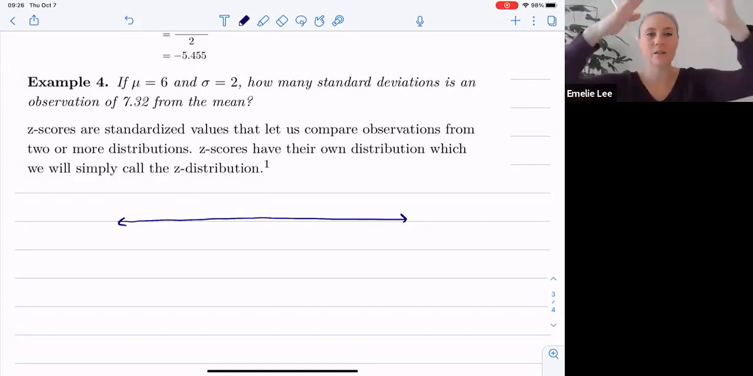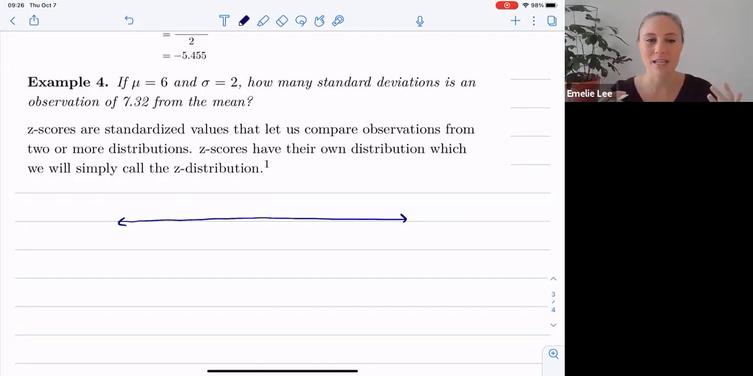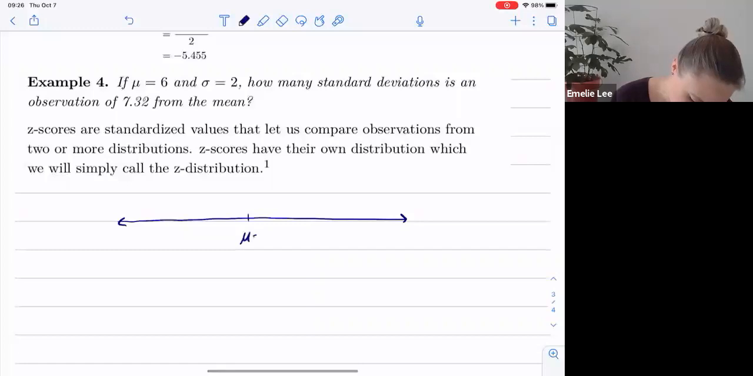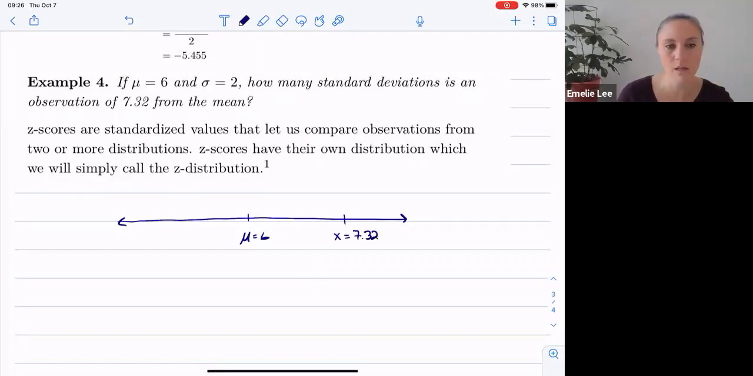Because then later, when we plop the normal distribution on top, it'll be a lot easier to think about. If you start with this easy situation where you're just drawing a number line to see how far things are from the mean, then it becomes a lot easier to draw the normal distribution to solve problems later on. So again, I'm going to put my mu equals 6 somewhere, and 7.32 is my x, so x equals 7.32.